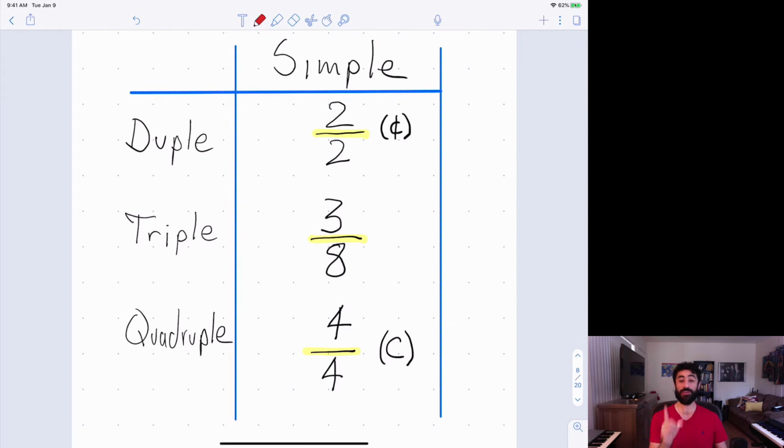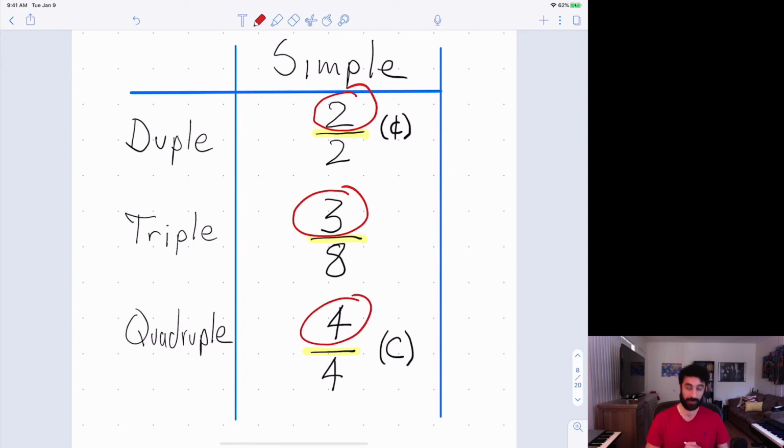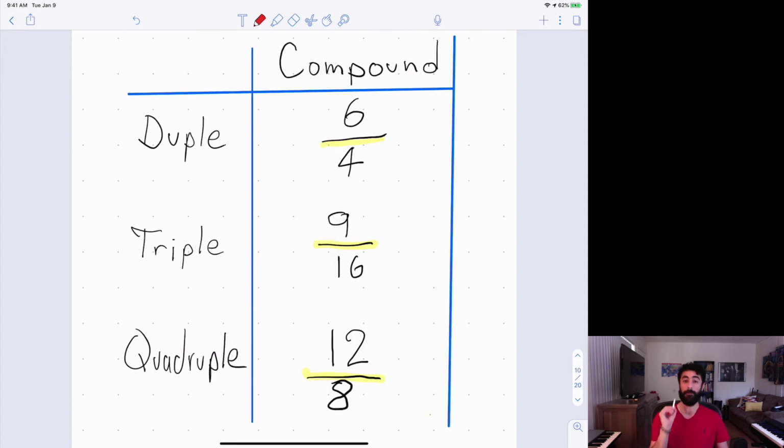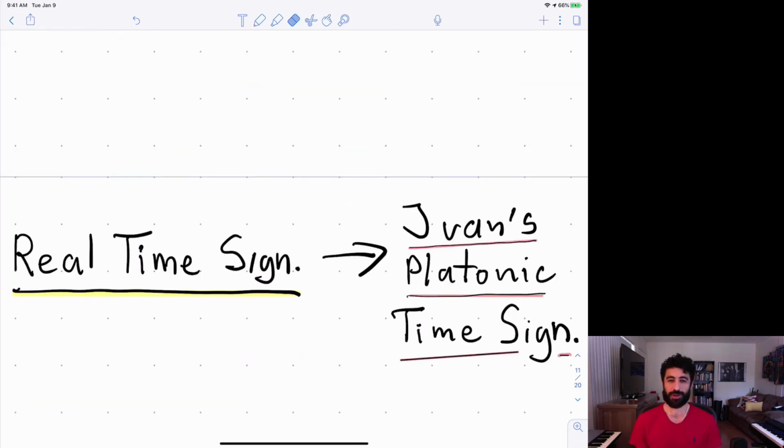So when we're talking about simple time signatures, we can remember that the top number will always be 2 for duple, 3 for triple, and 4 for quadruple. But when we're talking about compound signatures, the top number will always be 6 for duple, 9 for triple, and 12 for quadruple.